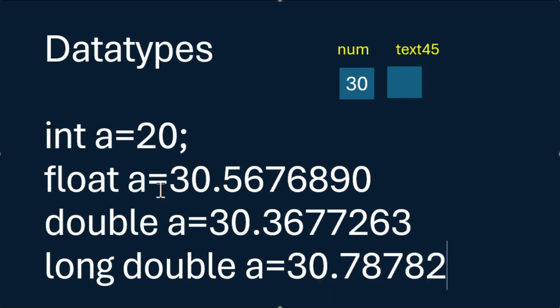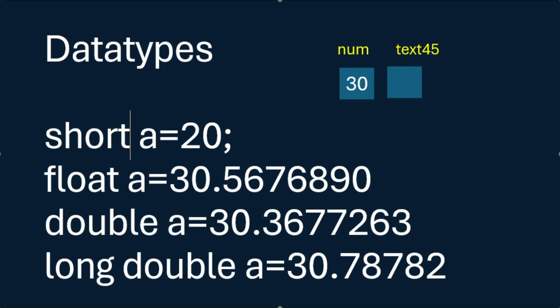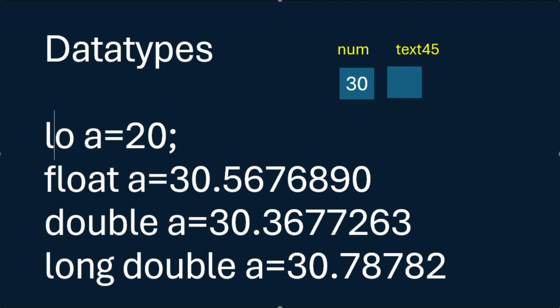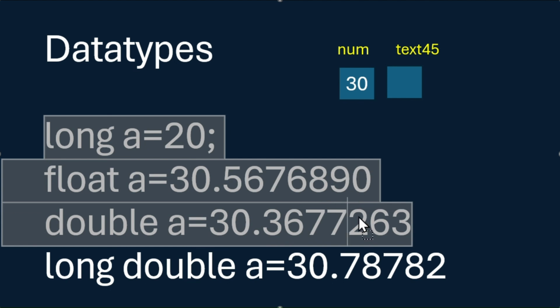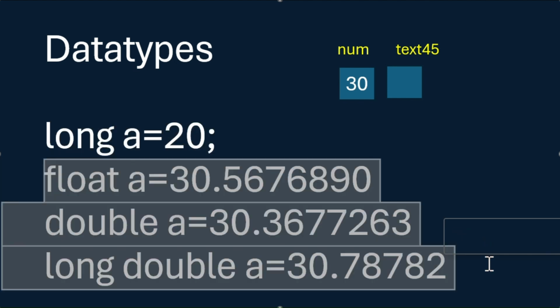So this was for numbers. I have also another data type called short, wherein I can store 16 bits length numbers, and in the long data type I can store 32 bits length number values. I also have other data types.